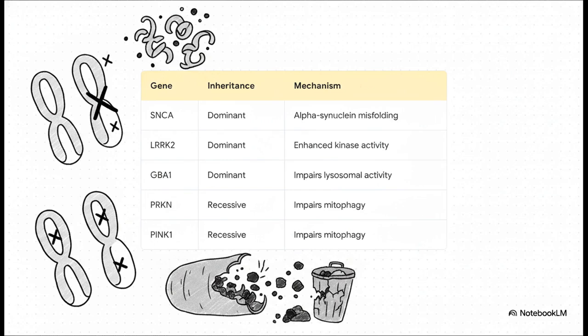This table neatly organizes the main genetic culprits. We've got dominant genes like SNCA, where mutations directly cause an overproduction and misfolding of that toxic alpha-synuclein protein. Then there's LRRK2, which ramps up kinase activity and is actually the most common genetic form of PD. On the flip side, we have recessive genes like PRKN or Parkin and PINK1, which are heavily linked to early onset or juvenile Parkinson's. These recessive mutations essentially break down mitophagy, which is the cell's ability to clear out damaged mitochondria. It's literally like the cell loses its ability to take out the trash.